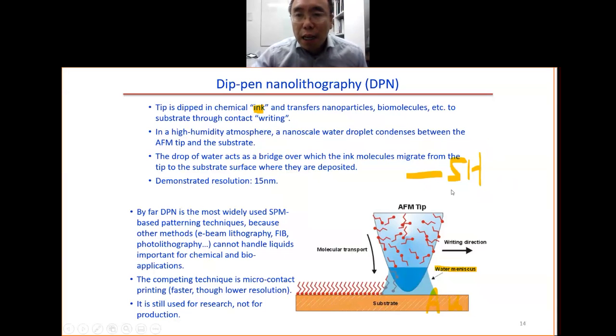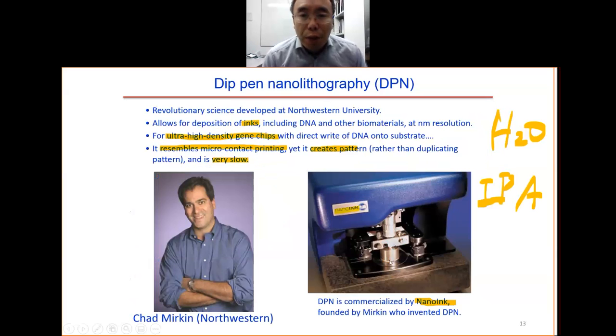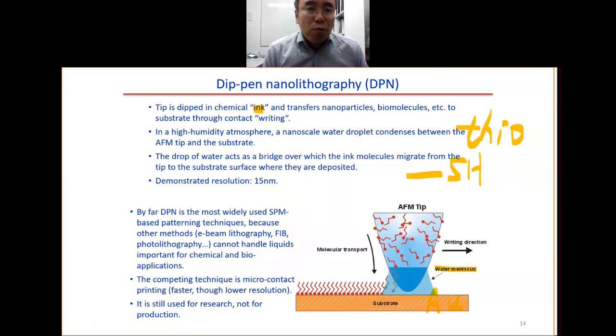So when we have this thiol group, it will form a self-assembled monolayer onto the gold surface. This is very good for research. You can do a lot of biological studies, and people buy this tool to do experiments, and they publish many very good papers. But this is obviously not good for production because of the low yield and it is not easy to control.